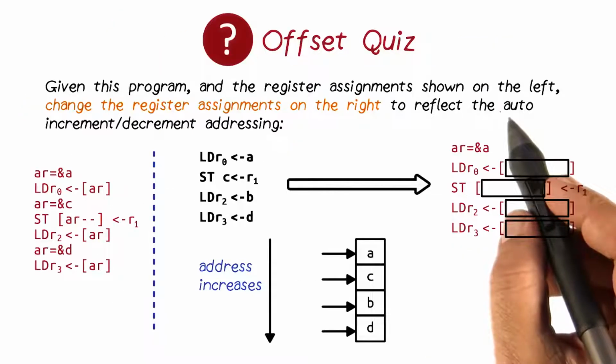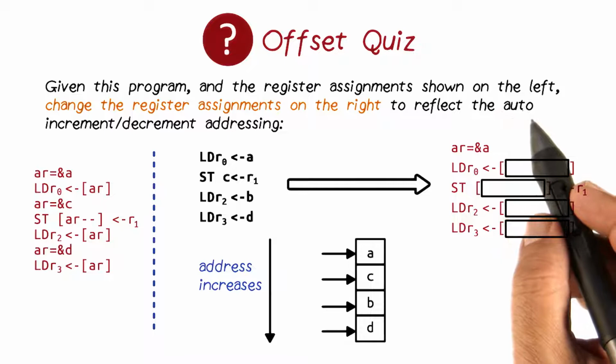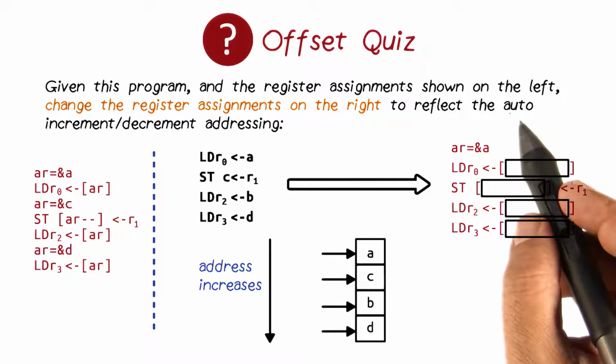Now let us test our understanding of this offset assignment and address register issue by looking at a simple quiz.